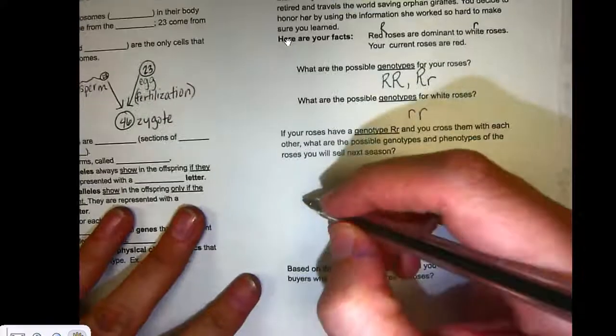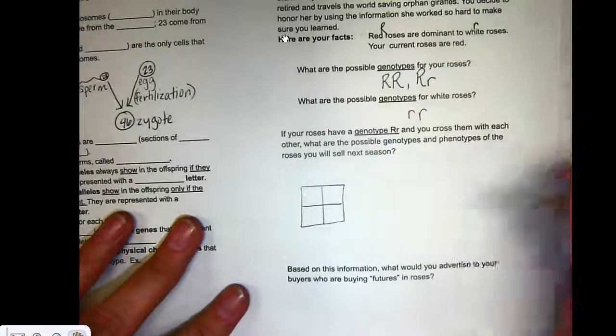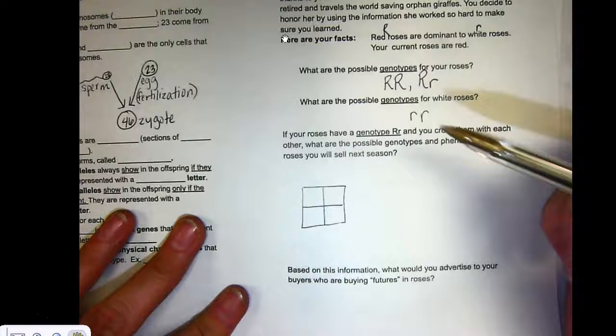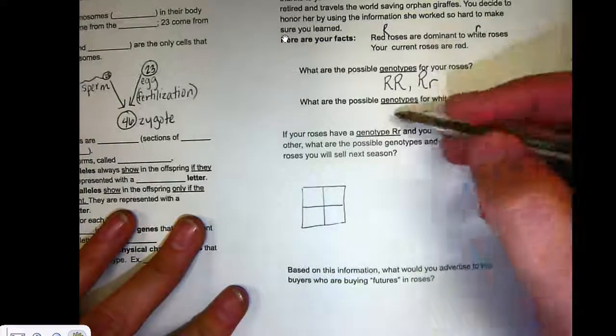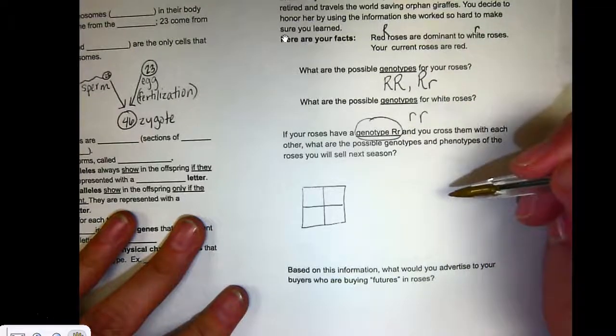So I want you to write here, draw you a box. Don't take up too much room because we've got stuff to write on the right side. And we're going to put a parent rose bush on the top and a parent rose bush on the side. And we just said, the scientist told us all of ours have one big R, one little r.